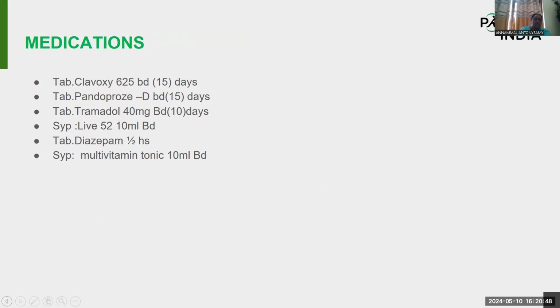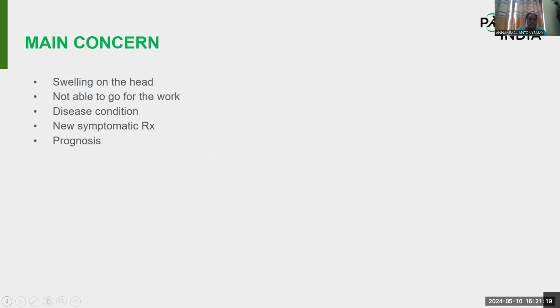Medication, he was getting Tab Clavix, that is Augmentin, 625 mg BD for 15 days. Tab Pantoprazole D, BD for 15 days. Tab Tramadol 40 mg BD for 10 days. Syrup Leaf 52, 10 ml BD. Tab Diciform at HS, syrup multivitamin 10 ml BD. That's the symptomatic treatment he was getting.